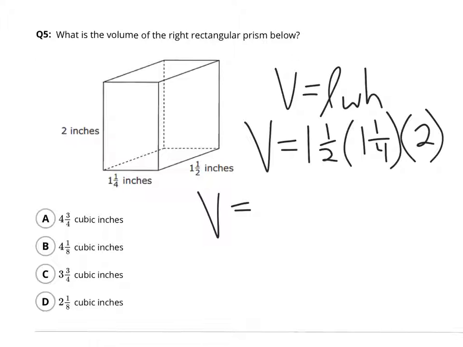Before we multiply, though, we need to change the improper fractions. Good. Now somebody might say, well, change them to decimals. On this problem, we could change them to decimals. That would work also.